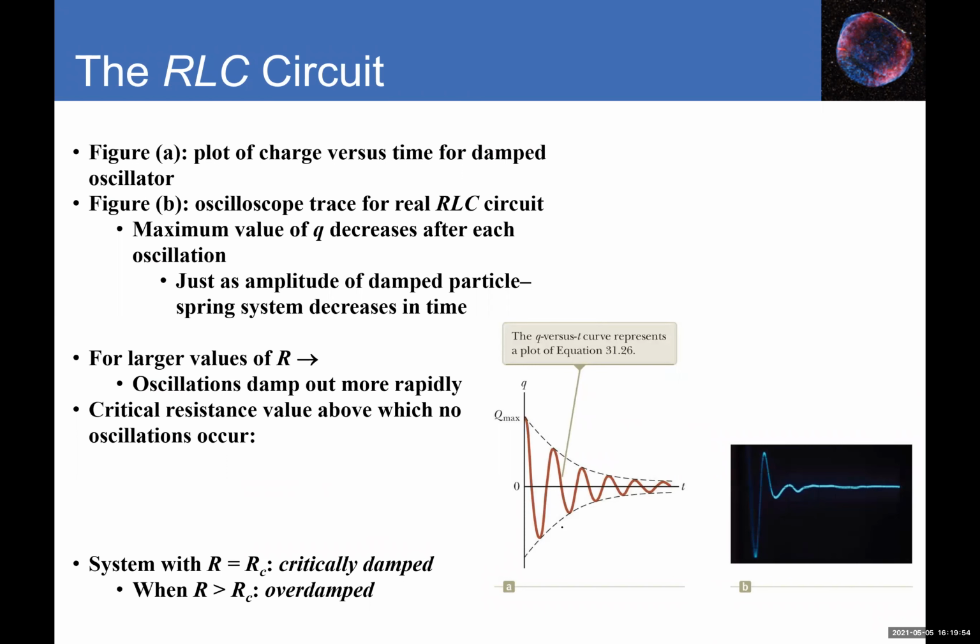So this is the plot of charge versus time for a damped oscillator. So the oscillator, you can see, right?